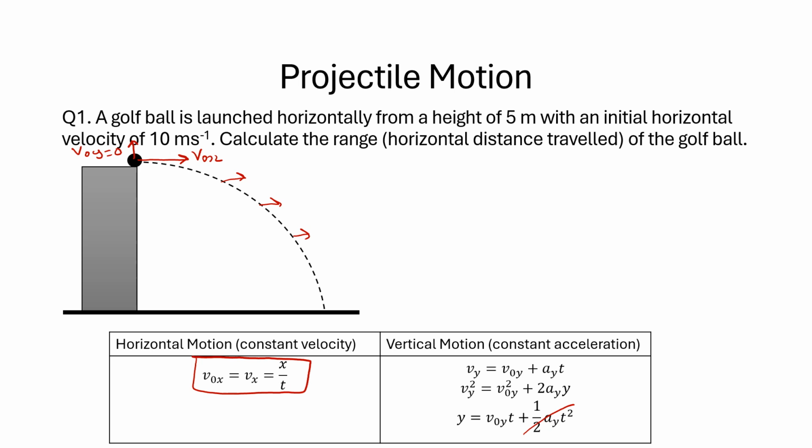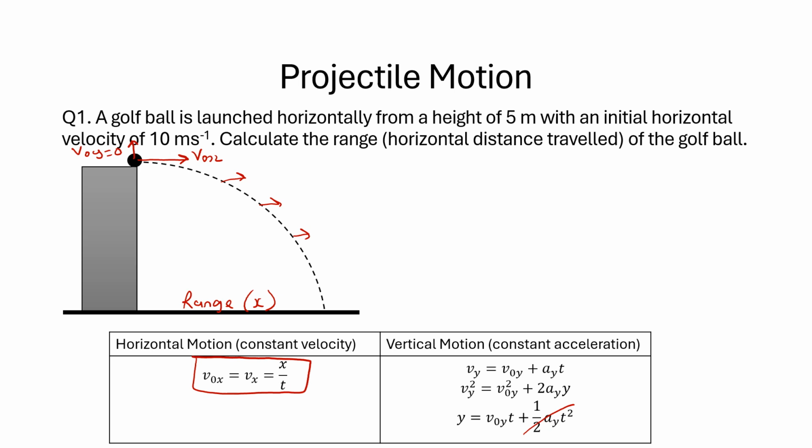And here we have the range. You can put xx or x. The range is the maximum horizontal distance traveled by an object. And as we said, if the vertical motion is downwards, we can just take all quantities to be positive when we sub in the values, and then we can say downwards at the end.